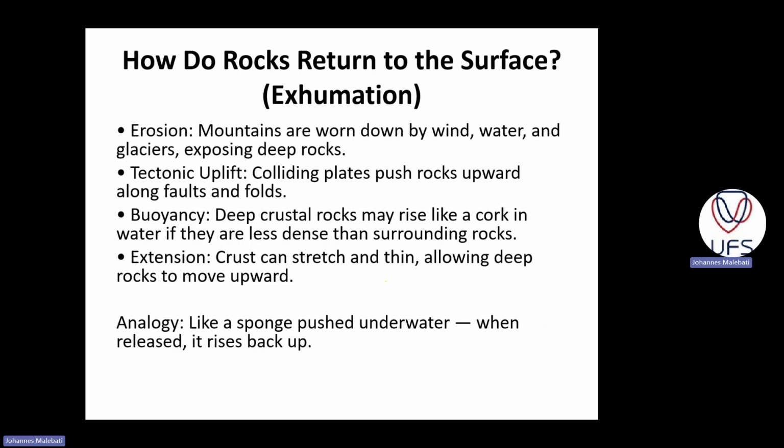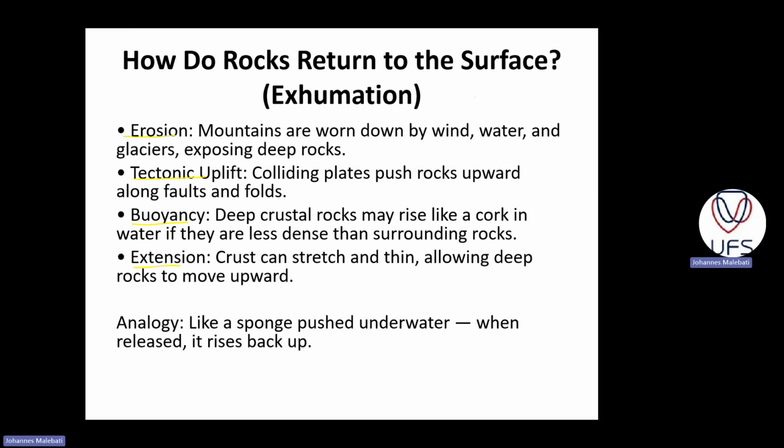So how do rocks return to the surface of the earth? By erosion, as I've already mentioned, by tectonic uplifting, by buoyancy, and of course by extinction. Okay, so for example, let me give you this example.